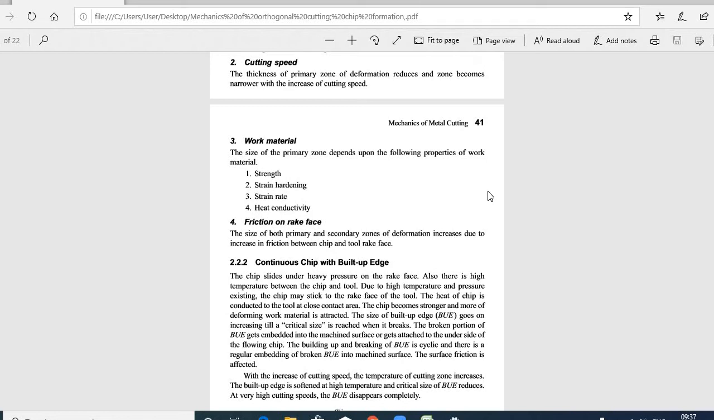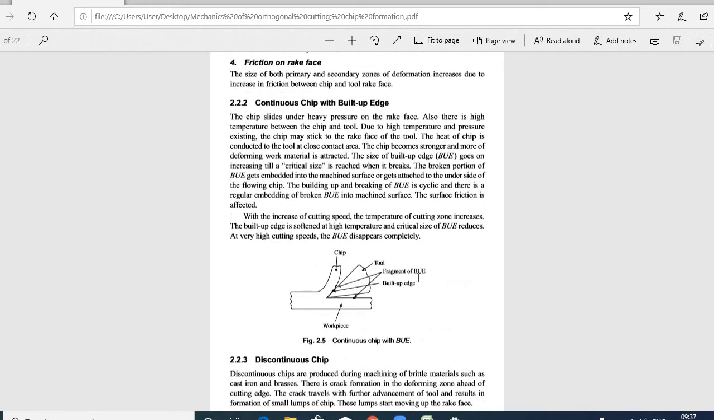The size of both the primary as well as the secondary zones of deformation increases due to increase in friction between the chip and the tool rake face. In the figure you can see that when the chip and the tool rub each other, friction between the chip and the tool rake face occurs. Next we are going to deal with continuous chip with built-up edge.